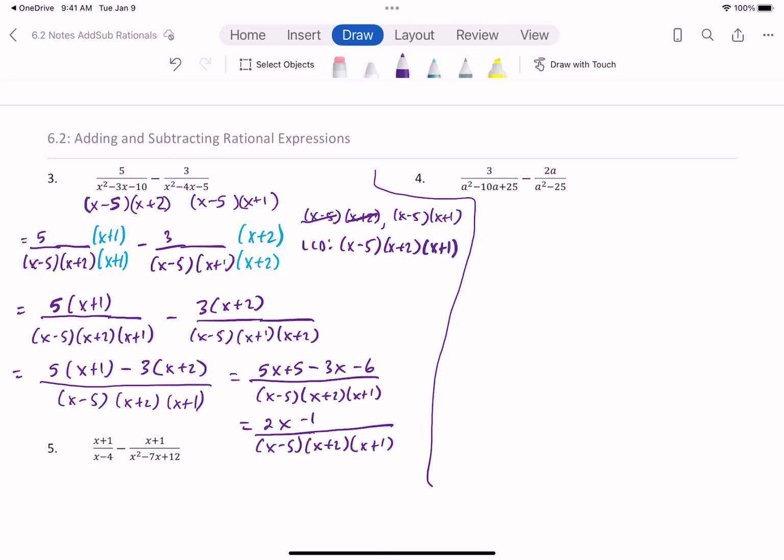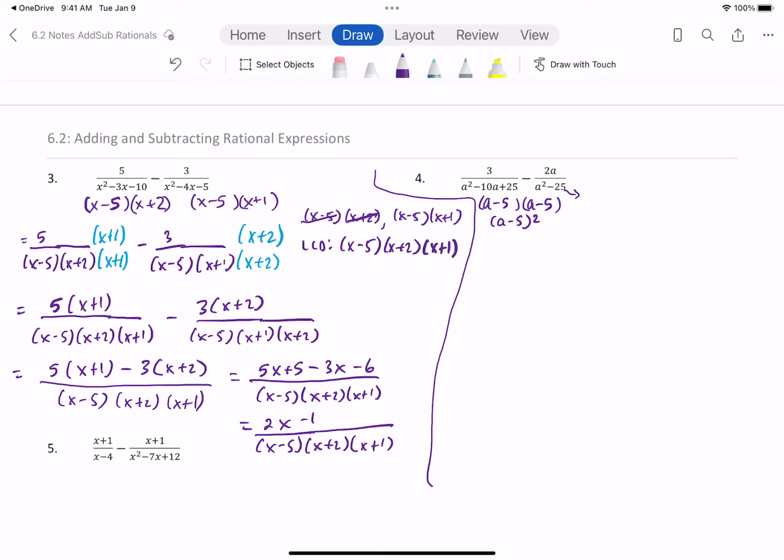Alright, so if I look at number 4, we're going to have a similar issue. First, I'm going to need to factor out both of those denominators. So for this first one, it's a trinomial. A is equal to 1. I need to multiply to 25 and add to negative 10. So this is going to be a minus 5, a minus 5. And of course, that could also be written as a minus 5 squared.